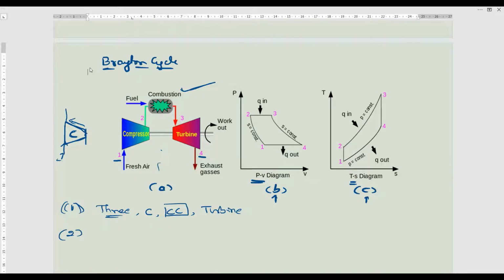So that is the compressor. Next, the second component is the combustion chamber. In the combustion chamber, we will be supplying fuel. I will explain the working, don't worry. There is no specific symbol used for the combustion chamber. You draw one small square or rectangular box, then you write CC, that is combustion chamber.